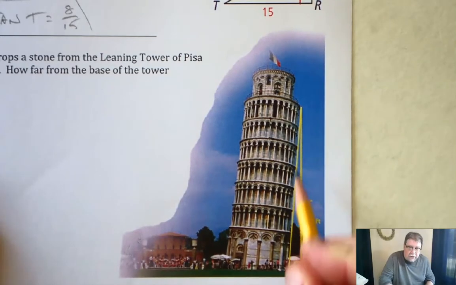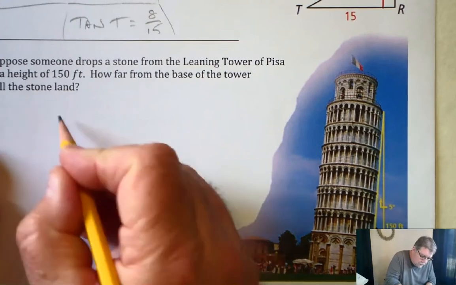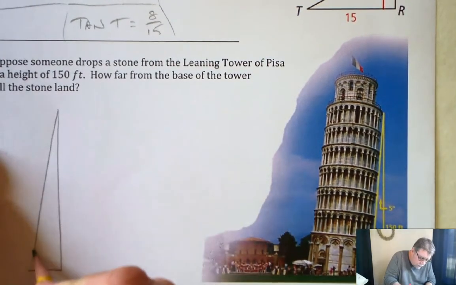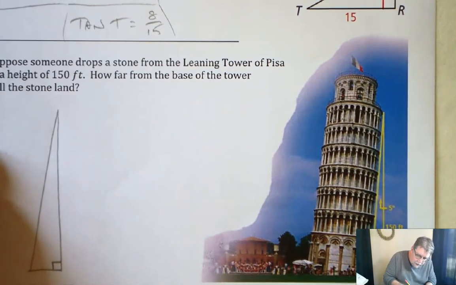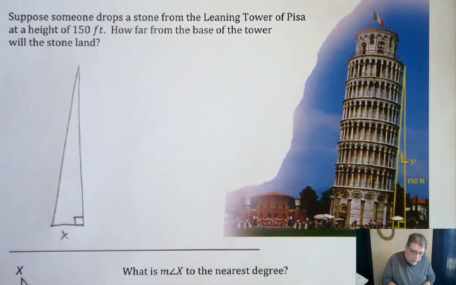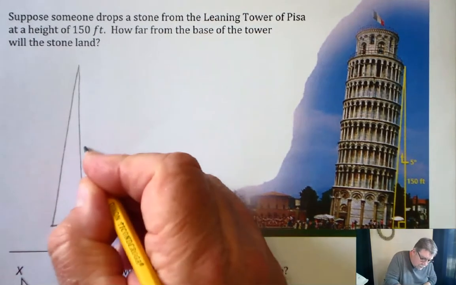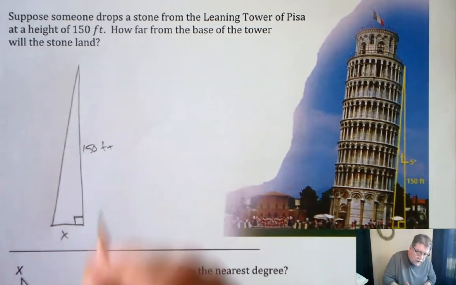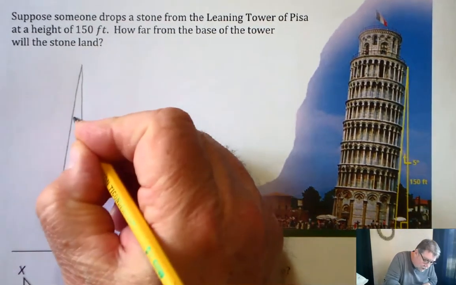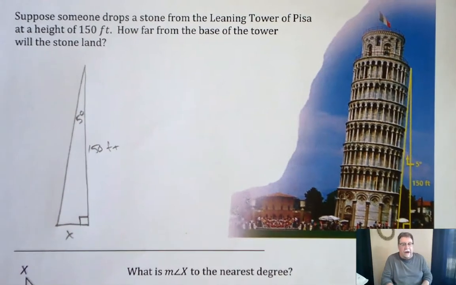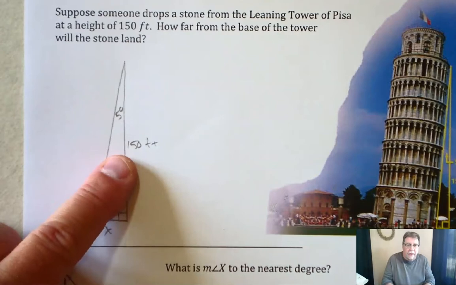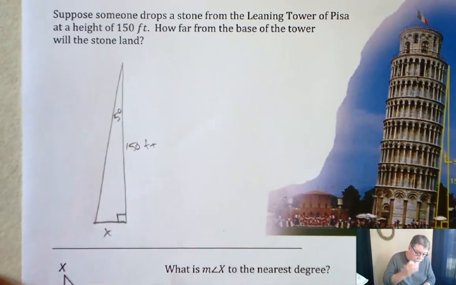Let me redraw this triangle kind of over here. It won't be very big. This is the right angle. This is the unknown value. The 150 measure is right there. And the angle, it says, is 5 degrees right here. So the Leaning Tower of Pisa is leaning a little bit. And so here's the triangle. And I want to find x.